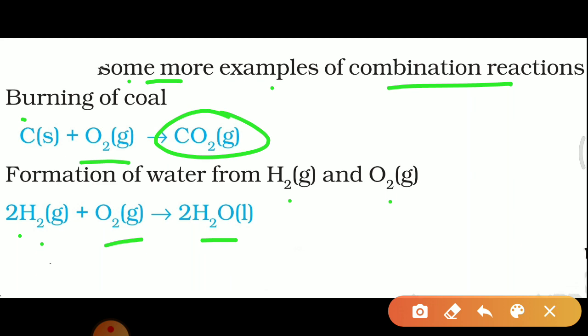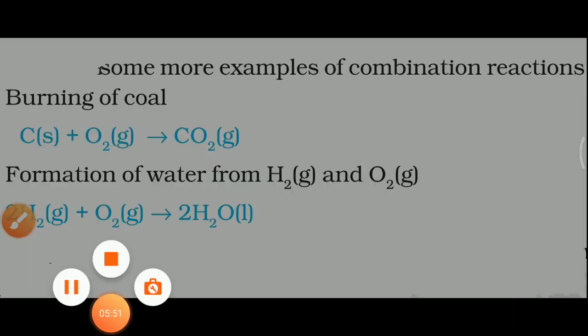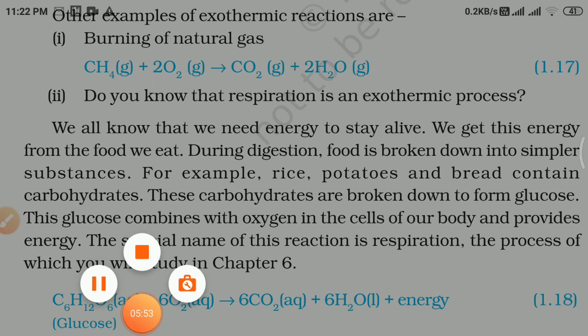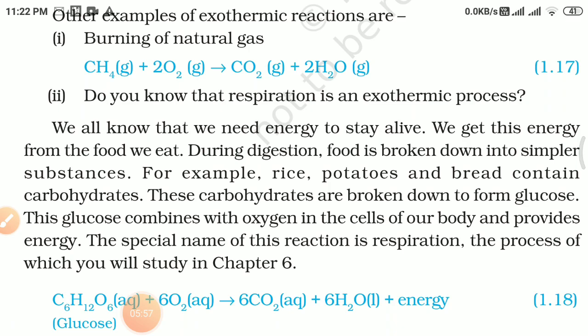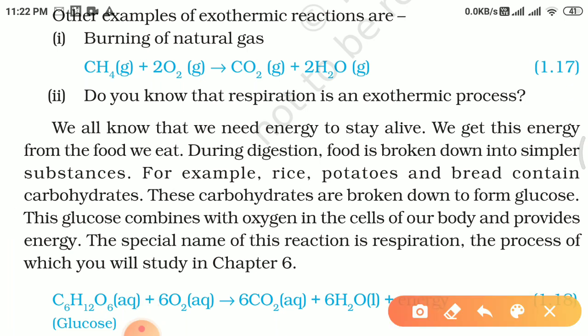In the above activity, we also observed that a large amount of heat is evolved. This makes the reaction mixture warm. Reactions in which heat is released along with the formation of products are called exothermic reactions. So we can say combination reactions are also exothermic reactions. Now here we will see some other examples of exothermic reactions.